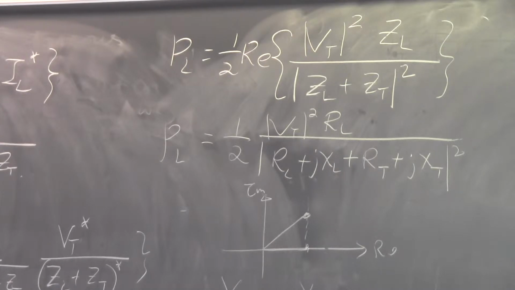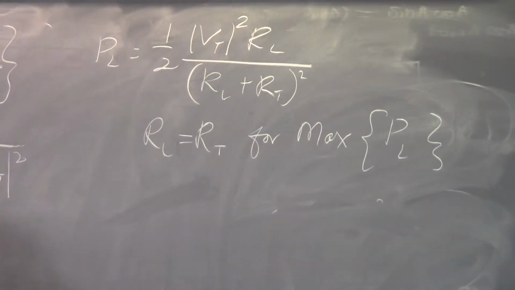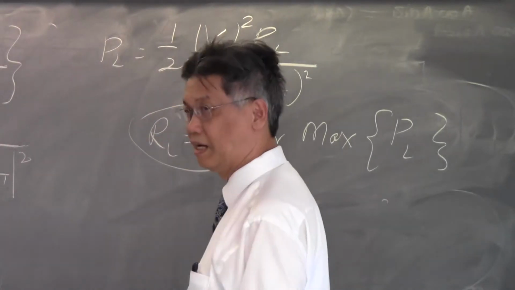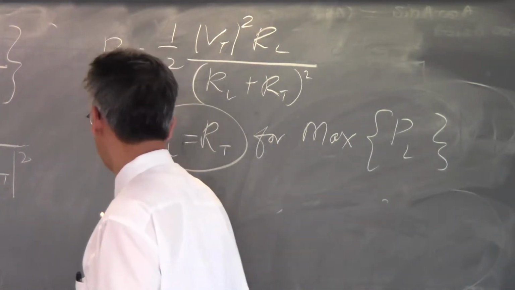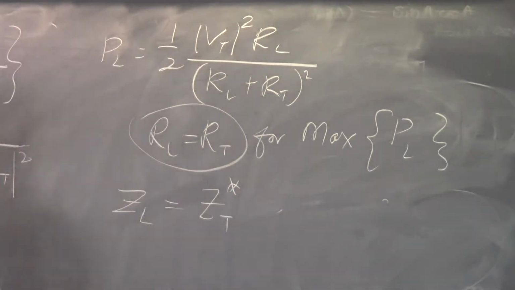RL must be equal to RT. Okay, its maximum, RL equals RT for maximum PL. So the two rules are that XL must be equal to XT, RL must be equal to RT, and the rule is that ZL must be equal to ZT complex conjugate. Okay? So this is slightly different from what you have learned in resistive network. For maximum power transfer, you pick the load to be the complex conjugate of the Thevenin equivalent.